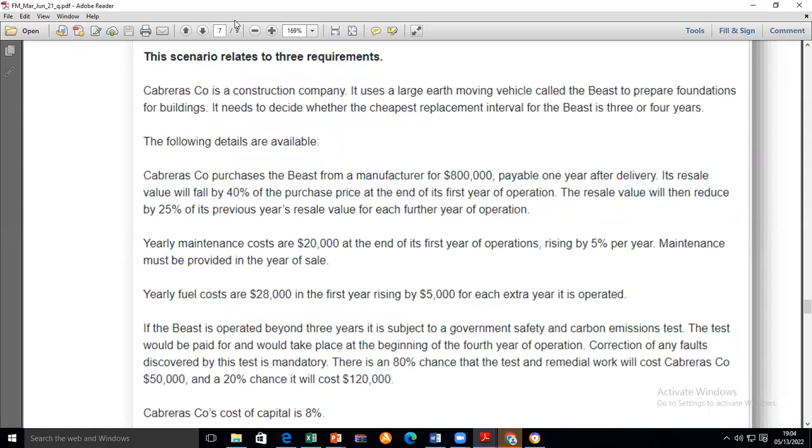Its resale value will fall by 40% of the purchase price at the end of its first year of operation. The resale value is then reduced by 25% of its previous year's resale value for each further year of operation. You're playing around with numbers. Have you noticed this question? Yearly maintenance costs are 20,000 at the end of its first year. Notice that, rising by 5% per year. Maintenance must be provided in the year of sale. Yearly fuel cost is 28,000 in the first year, rising 5,000 for each year it is operated.